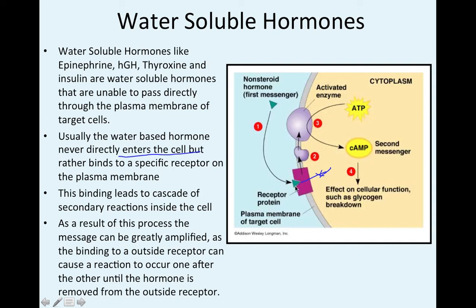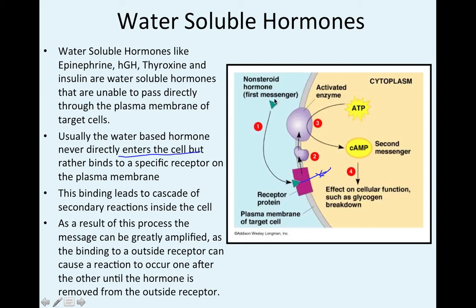Notice how this hormone's never actually going to enter the cell. It's just going to cause a bunch of reactions to occur inside the cell. So as a result of this process, the message can be greatly amplified, as the binding to the outside receptor can cause a reaction to occur one after the other until the hormone's removed.